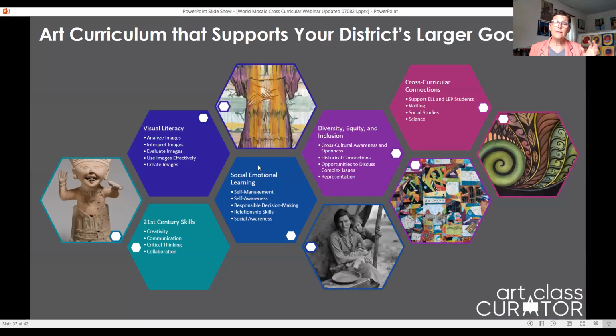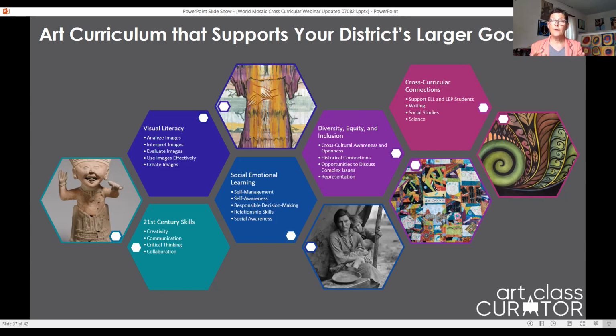It's amazing because all of this also supports the district's larger goals. 21st century skills and visual literacy, social emotional learning is at the top of people's list. Diversity, equity, and inclusion is at the top of the list. It is also something that is being, I don't know if scrutinized is the right word, but there's also lots of concern in how it's being taught.